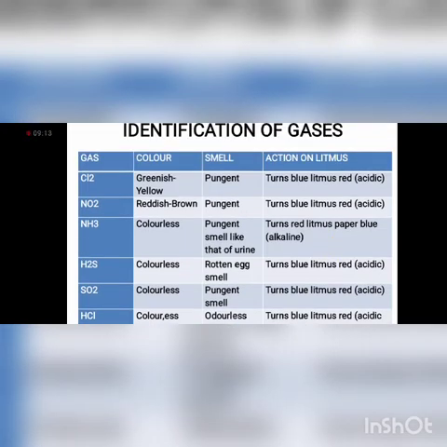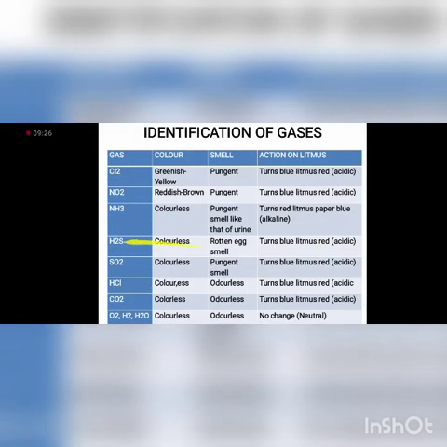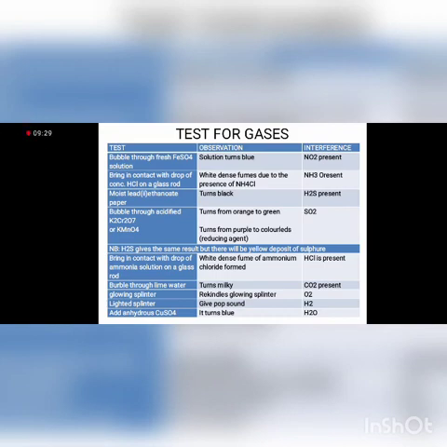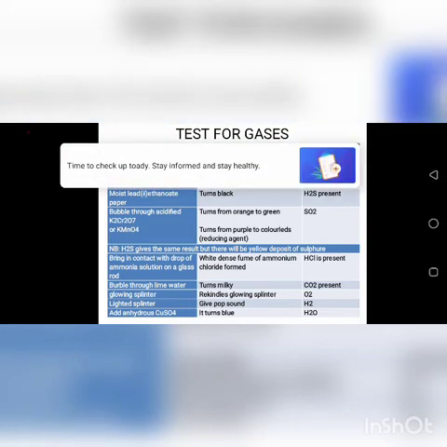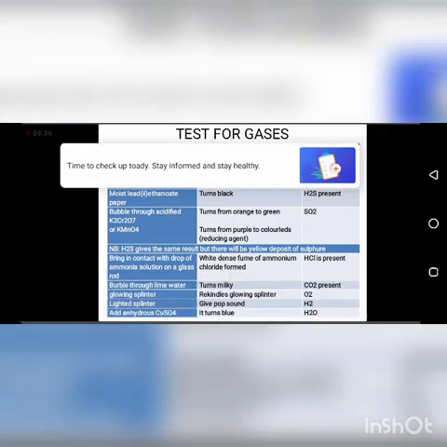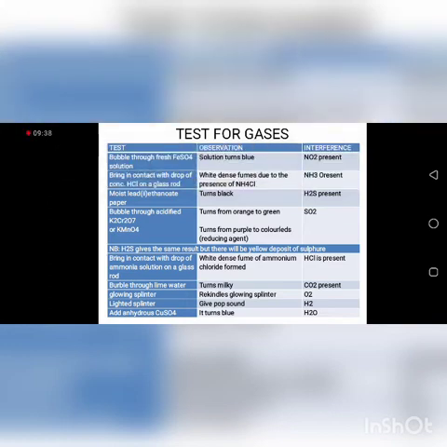So with the color, smell, and action on litmus paper of a gas, you can actually determine which particular gas is present and which is absent. So that is gas identification from those physical parameters. Now let us look at specific tests for gases. Those ones we looked at used physical parameters to determine the gases. Now let's see specific tests to identify a particular gas.